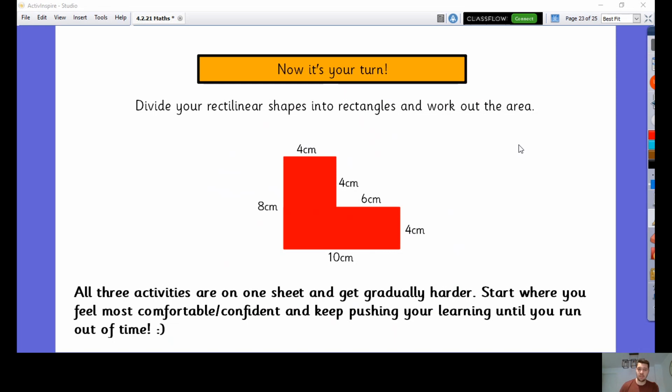Okay? As I've said, all 3 activities are on one sheet and they're saved as activities 1, 2, and 3 in the folder. They do get gradually harder. So start where you feel most comfortable and confident. You can start on activity 2 if you want to, and keep pushing your learning until you run out of time. I've also saved the answers in the resources so you can check over them, see where you went wrong perhaps, see if you can correct them.